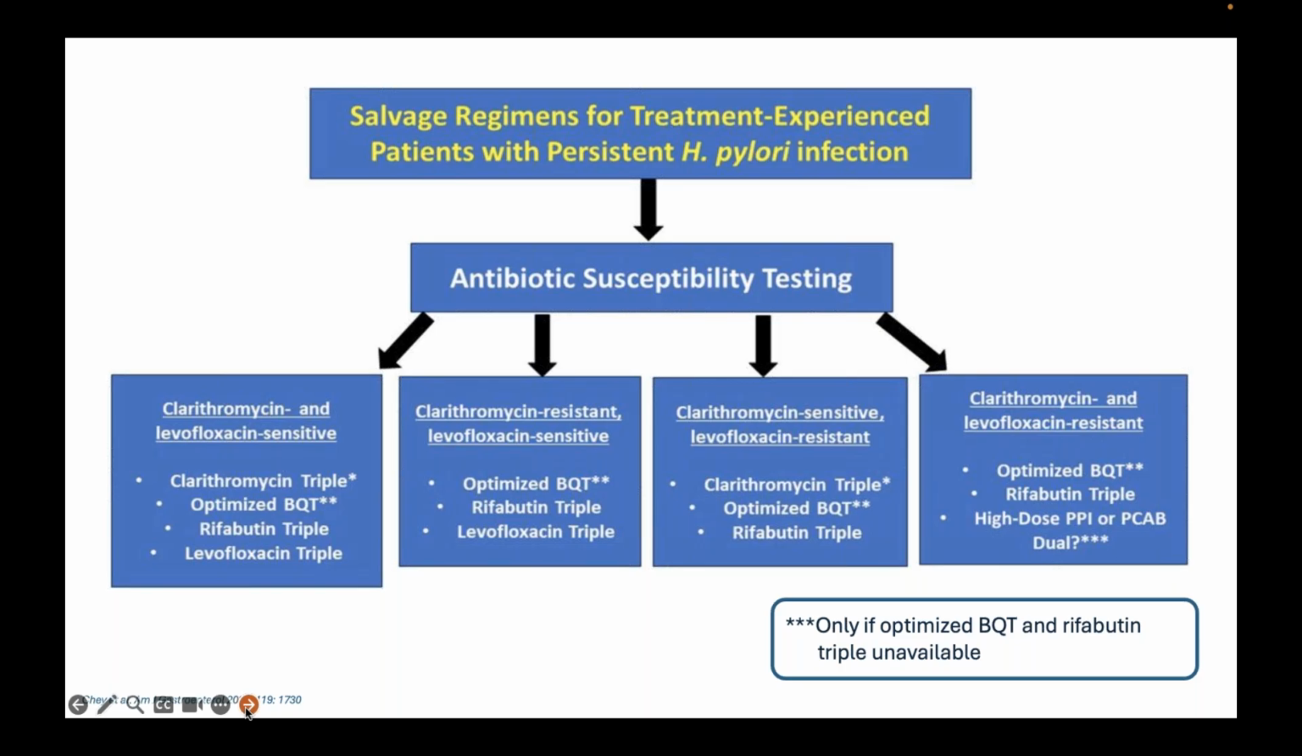And lastly, if the bug is resistant to both clarithromycin and levofloxacin, you still have some options. Again, optimized bismuth quadruple therapy, the rifabutin triple regimen, or perhaps a high-dose PPI or a PCAB with high-dose amoxicillin.